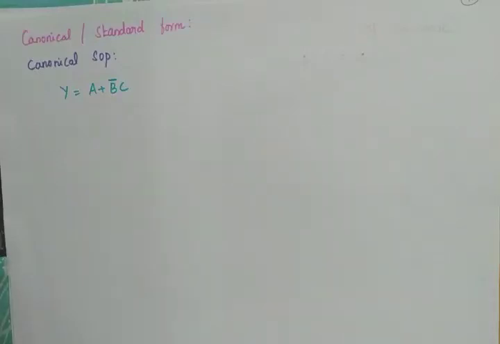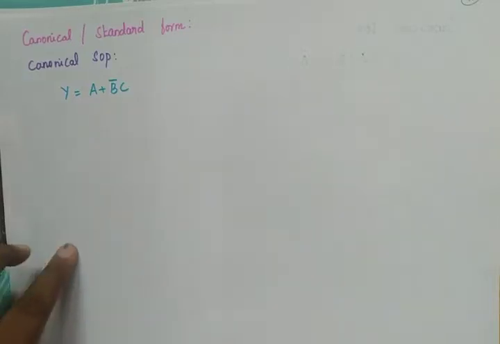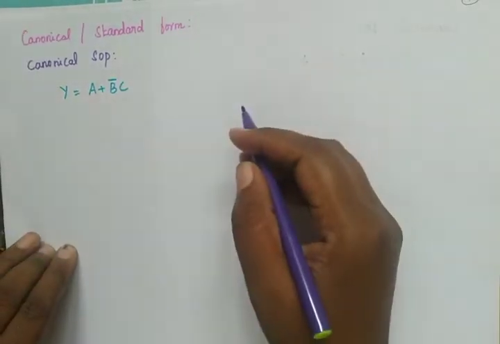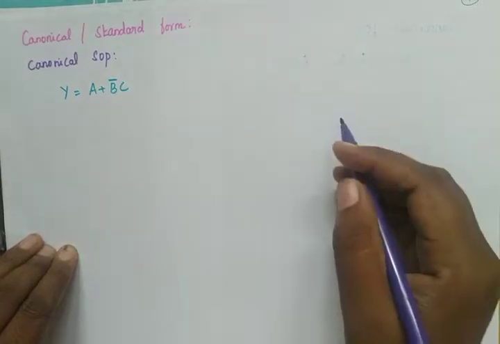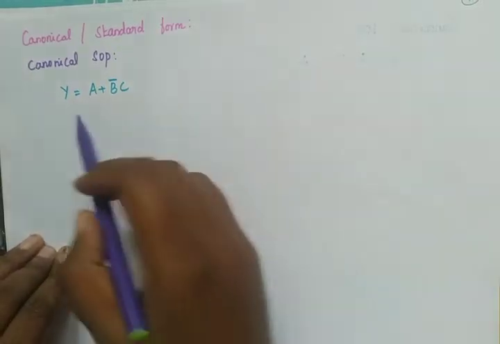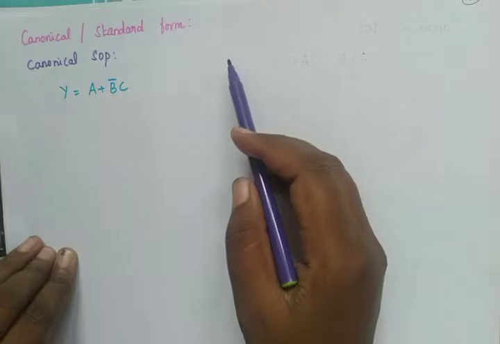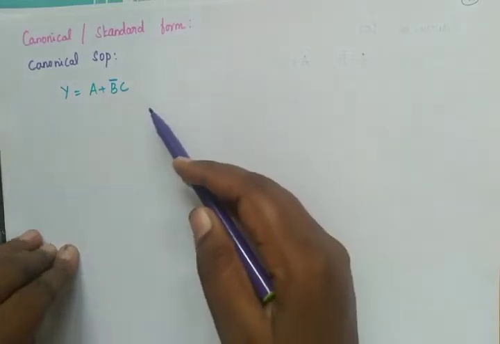Good morning all. Let us continue the previous session. Previously we have seen what is min term and max term, and we know what is Boolean expression and how can we write the expression. Now this is canonical or standard form. First, what is meant by canonical?